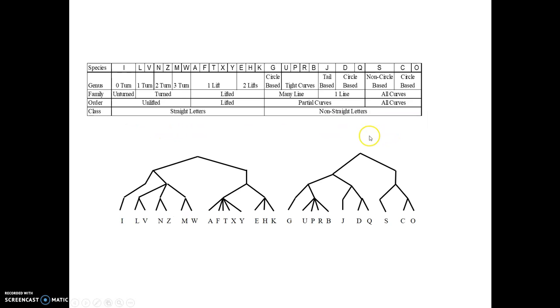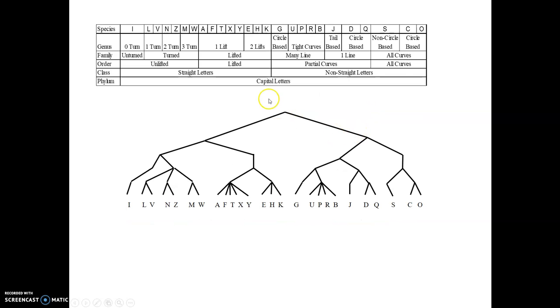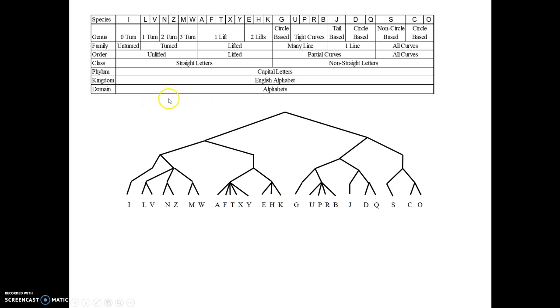Then we go up one more level, and these letters are all made with a straight line, one or more. These all have a curve in them. Some are all curves, some are partial curves, but they all are not straight. And then finally, it's all the capital letters that are in the English alphabet and one of the many alphabets out there in the world.